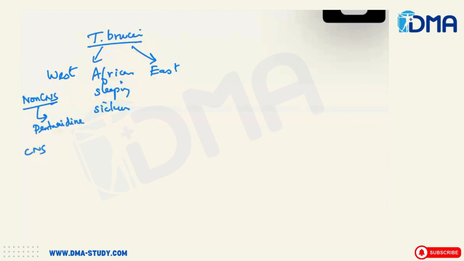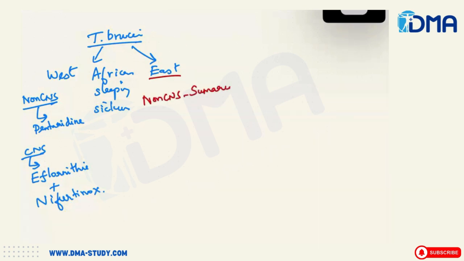Okay, if there is a CNS involvement, you have to treat with eflornithine and nifurtimox. If it is East African sleeping sickness and non-CNS involvement, you have to give suramin. If it is a CNS involvement, it is melarsoprol.